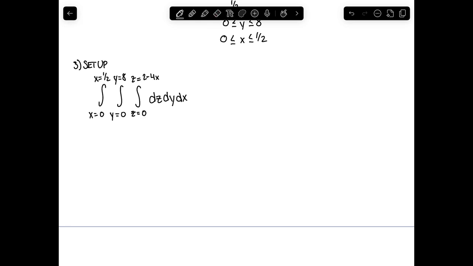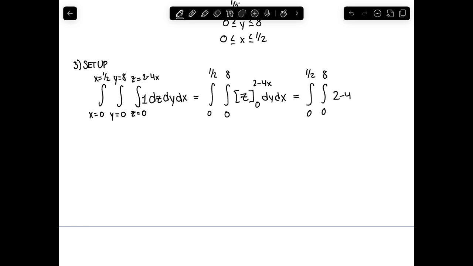So if we go ahead and start, we're going to do 0 to 1/2. That's for the x's. We're going to do 0 to 8. And since the problem didn't give us a mass density function, we're safe to assume this is 1. And if we're integrating with respect to z, we're just going to get z. And that's being evaluated from 0 to 2 minus 4x. And we have a dy dx still sitting here. Okay, so plugging that in, you're going to get this function here, 2 minus 4x dy dx. Right, because we're plugging in 0 to 0.